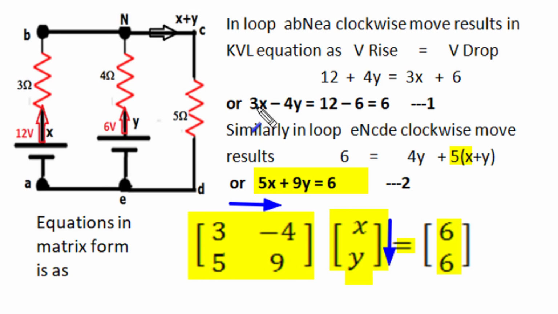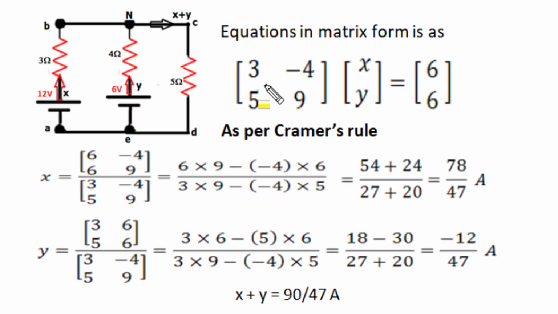So these two equations are written again in matrix form as shown here, and it is quite easy. The coefficients of x are written in the first column, the coefficients of y in the second column, and then we have the assumed current matrix, and then the equal-to matrix. For the matrix notation, the big bracket should be placed at the appropriate position. Once the two equations 3x minus 4y equal to 6 and 5x plus 9y equal to 6 are written in matrix form, we can find the unknown assumed branch currents x and y using Cramer's rule.